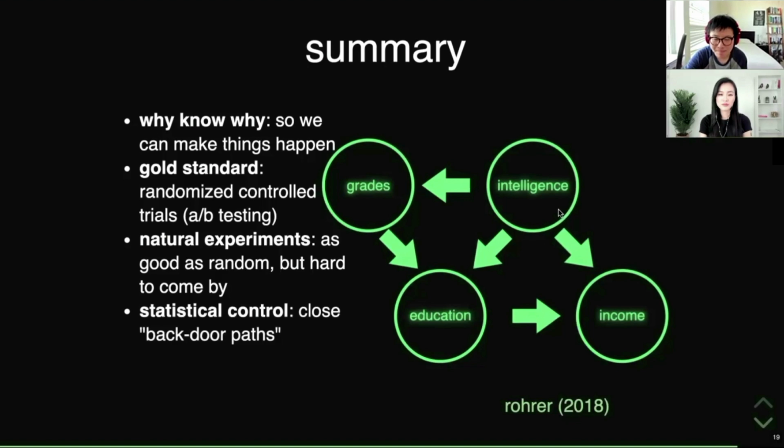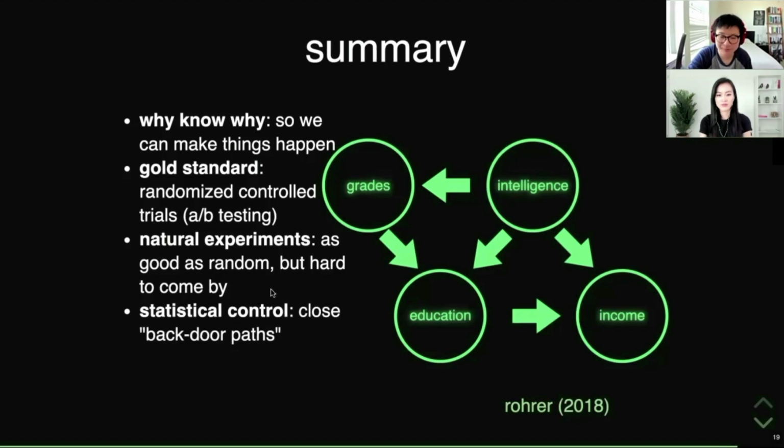This kind of variables that can affect both the treatment and the outcome are called confounders, and they are also called backdoor paths. So statistical control basically blocks those backdoor paths. So here, we don't need to actually control for both grades and intelligence, because if you control for intelligence, it also blocks the path from intelligence to grades.